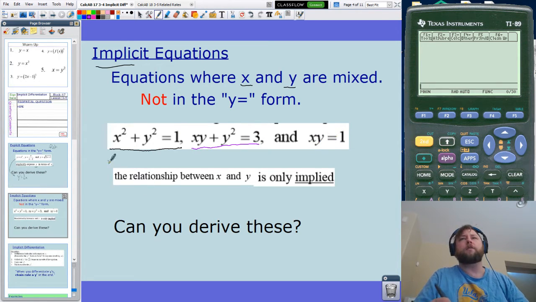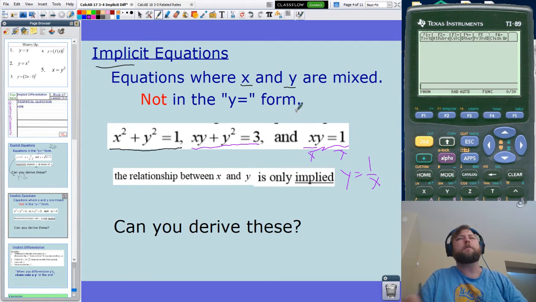So these are all in what we call implicit form. The relationship between x and y is only implied. I'm not saying y equals this, but sometimes you can rearrange these equations. Take this one: I could divide both sides by x and I would get y equals 1 over x. This is the explicit form of this implicit function, but you can't do that in every case. Because this one, you couldn't isolate the y, and you can't really do it over here because it would make two functions.